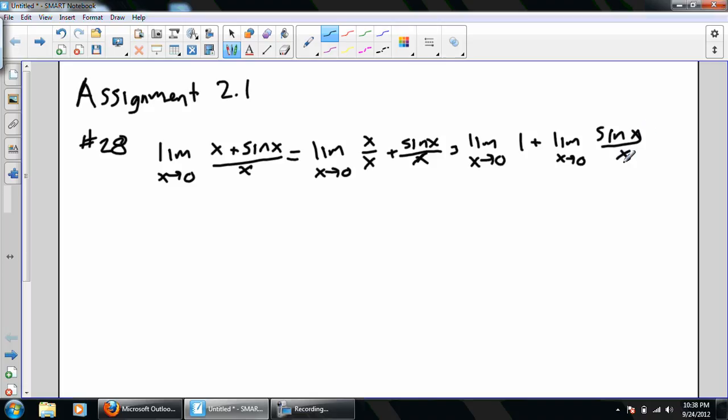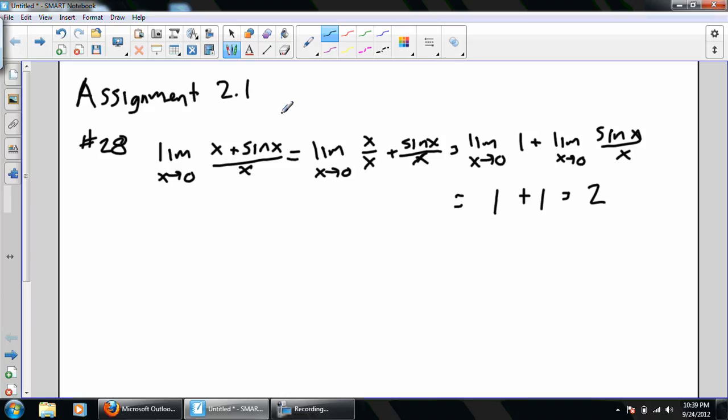Now there are a couple of reasons this is really nice. The first one is the limit as x approaches 0 of any constant is that constant value. So we can say that this part is equal to 1. Hey, that's nice. Now the other one, the limit as x approaches 0 of sine of x over x. We have proven, earlier in this section, in class, that the limit of the sine of x over x as x approaches 0 is equal to 1. So 1 plus 1, our final answer is 2.